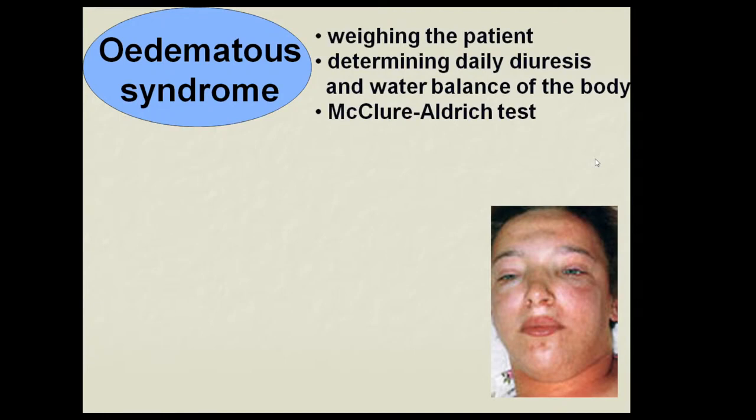Edema is revealed in a thinning patient and is more difficult to detect in a patient with obesity. To control or reveal edematous syndrome, we'll use the next procedures. First of all, we'll control the weight of the patient, especially if we give diuretic medicines. We'll control daily diuresis, and water balance is obligatory. The patient must calculate the amount of intake liquid and excreted urine.